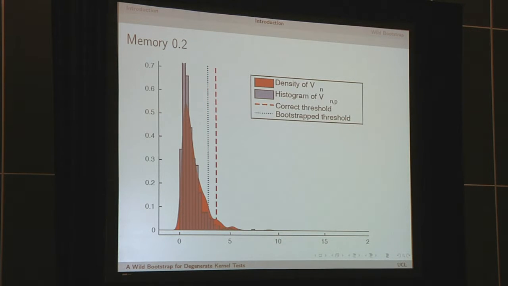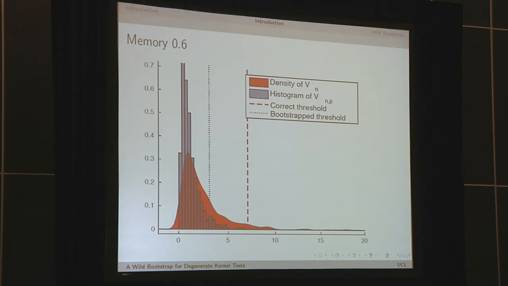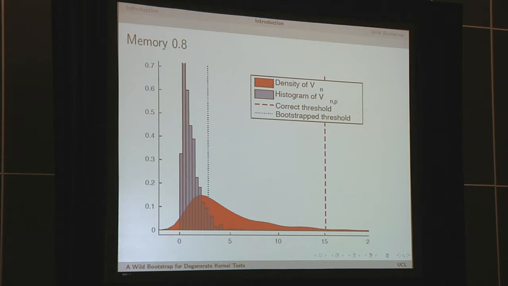However, as we increase the memory, we can see that the true density of the V statistic gains more variance, and because of that it gets flatter and flatter. And as it gets flatter, the threshold gets larger, and it diverges from the threshold that we get from our permutation bootstrap. For processes with quite large memory, 0.8, the difference is really significant. And we cannot really say that the permutation bootstrap gives us insight into what the actual density of the V statistic is.